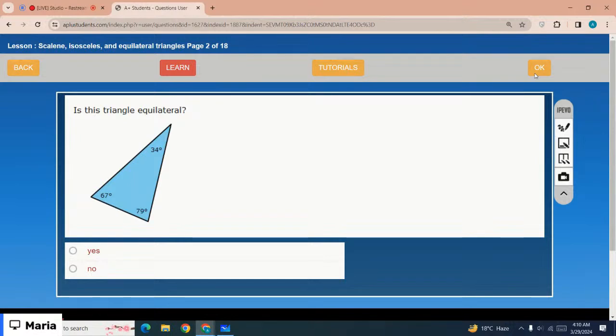The correct option is no, this isn't an equilateral triangle because all three angles are different in measurement. So this isn't the equilateral. Equilateral is the one that has all three angles equal in measurement, right? The correct option is no.